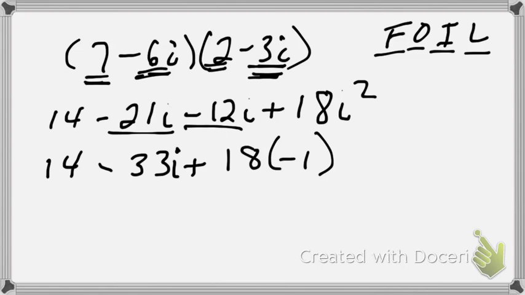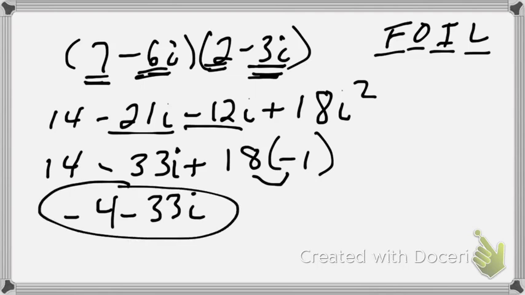Okay, so now we have 14 plus, what do we got here? Negative 18. So 14 minus 18, that's going to give us negative 4. And then we have the minus 33i. So there's your answer. Next.